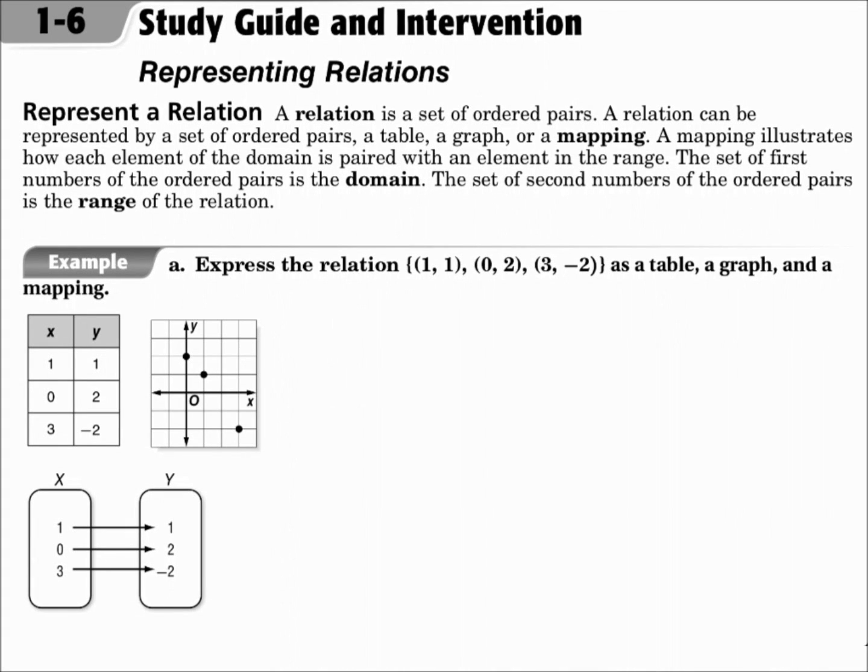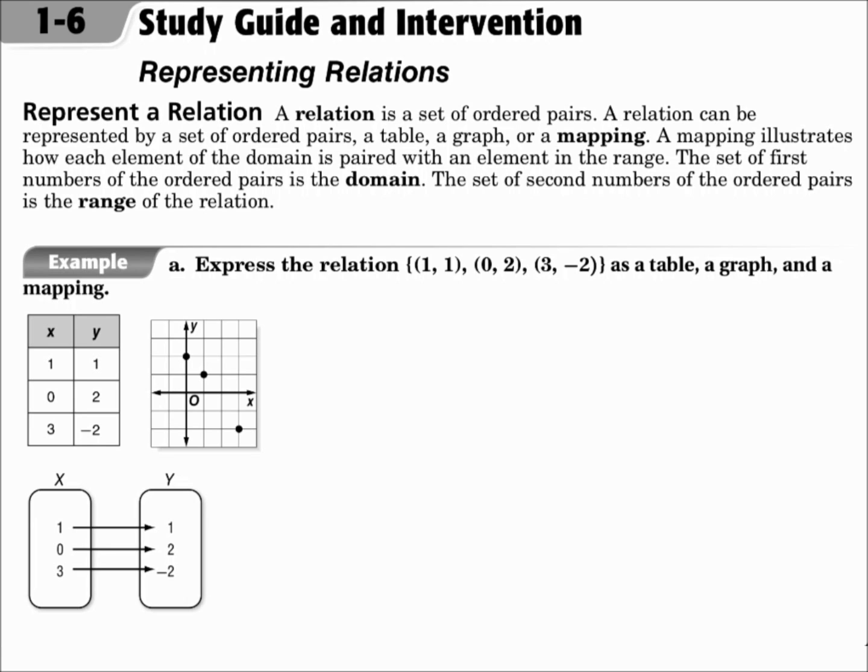This is Lesson 1.6, Relations. Your objectives are to represent relations and to interpret graphs of relations. A relation is a set of ordered pairs. A relation can be represented by a set of ordered pairs, a table, a graph, or a mapping.